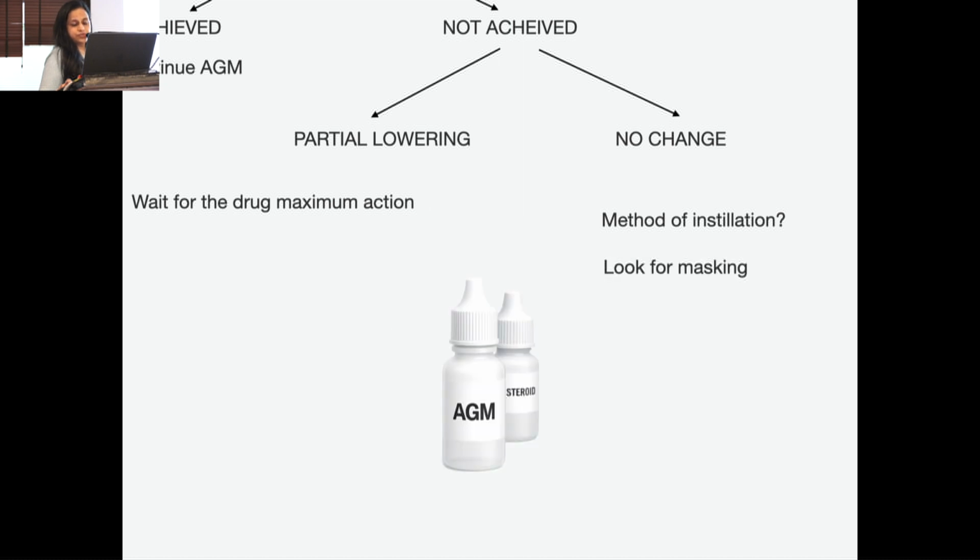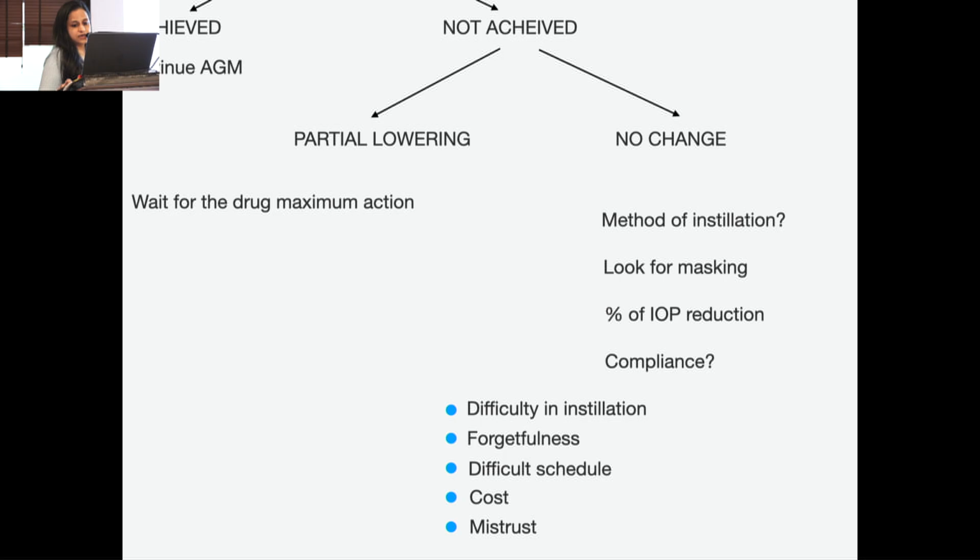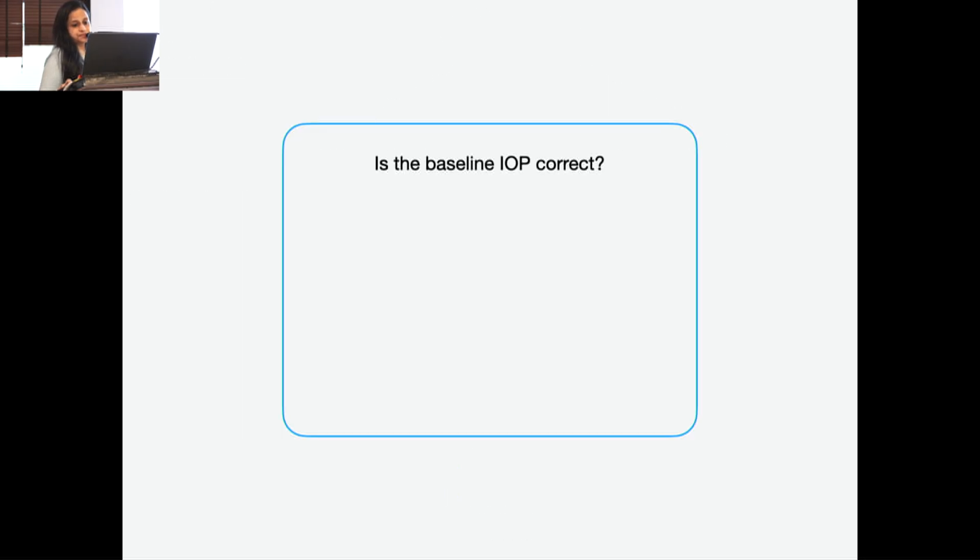The second thing, you look for a detailed history of any steroid. Third, you check the IOP reduction. The most common causes of non-compliance are difficulty in installation, forgetfulness, difficult schedule, cost and mistrust in the doctor. So these are all practical things which we see. We feel that the patients are using the drug, but generally in our population at least 50% of the people are non-adherent and non-compliant. So check if the baseline IOP is correct.